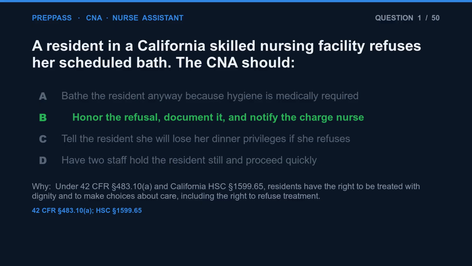The correct answer is B. Under 42 CFR Section 483.10(a) and California HSC Section 1599.65, residents have the right to be treated with dignity and to make choices about care, including the right to refuse treatment.